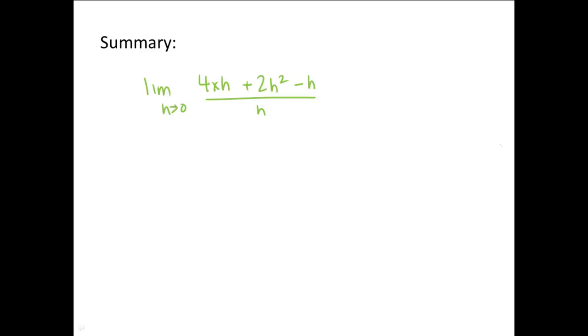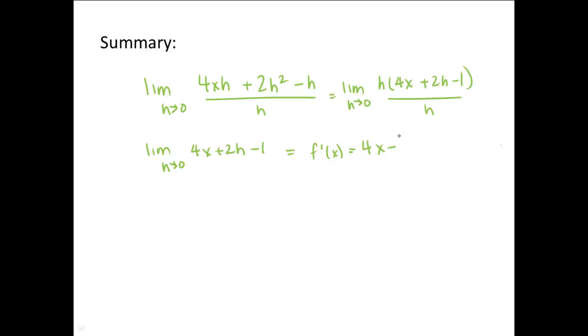Here I'm actually going to show you me factoring out that h. So I'm going to have h times 4x plus 2h minus 1 all over h. And the reason I'm showing you is because that minus 1 is extremely important. Now I can cancel my h's, and I have the limit as h approaches 0 of 4x plus 2h minus 1. I can substitute in the 0 for the h, and I get f prime of x equals 4x minus 1. And that is my derivative.